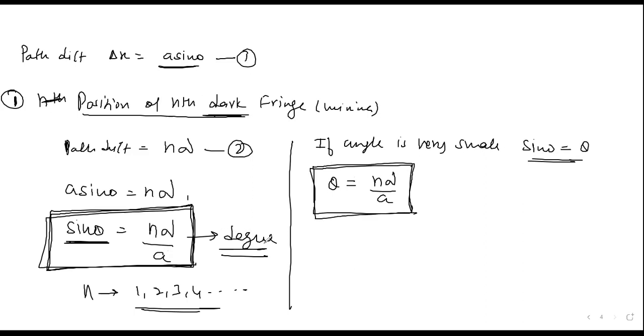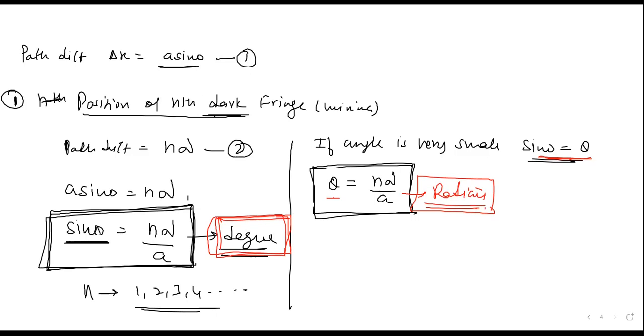This answer is very important to understand. Let me highlight with this color. If you're using the sine theta formula, the answer is in degrees, like the position of the third dark fringe at 30 degrees, 60 degrees. Here the answer will be in radian, angular position. So it's very important to focus on these things: angular form in degrees, and radian form, which we use when the angle is very small. So sine theta we take equal to tan theta.